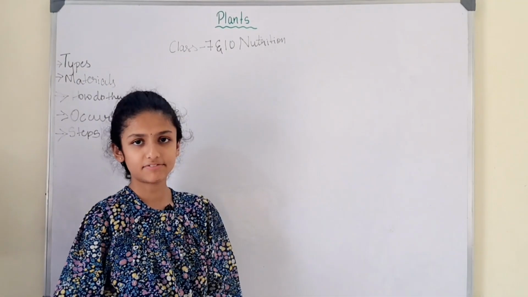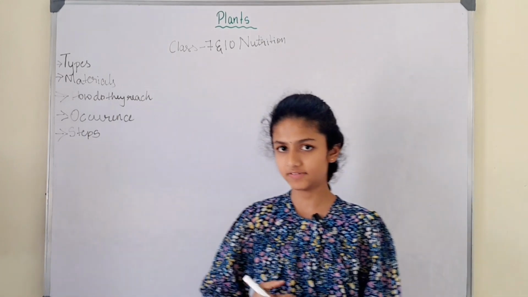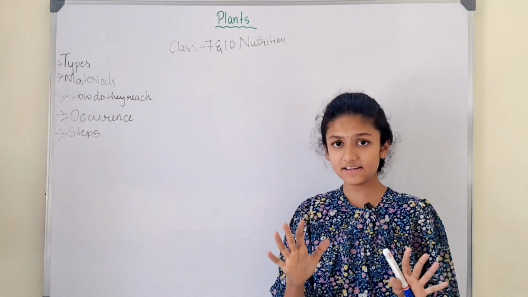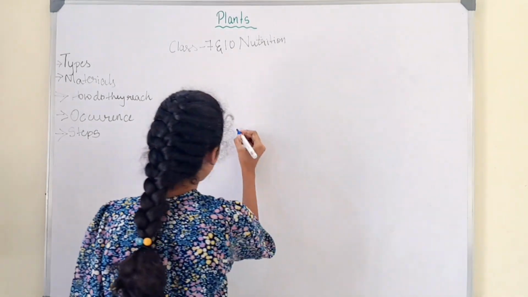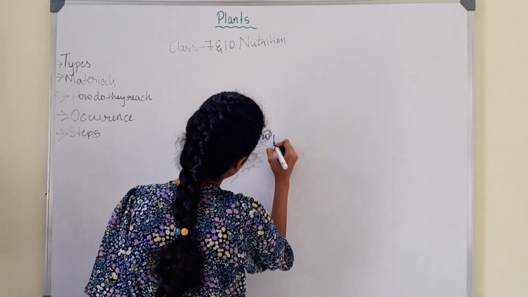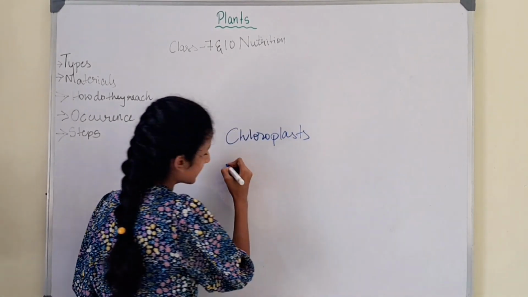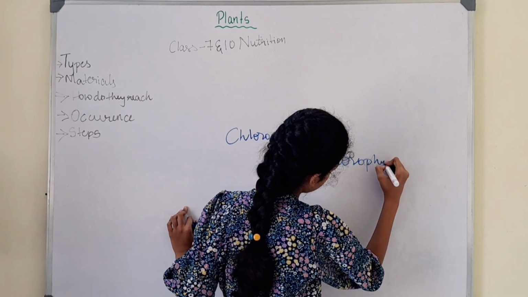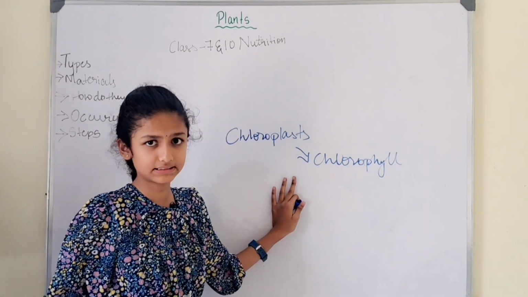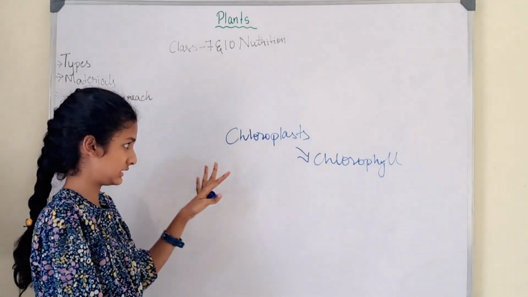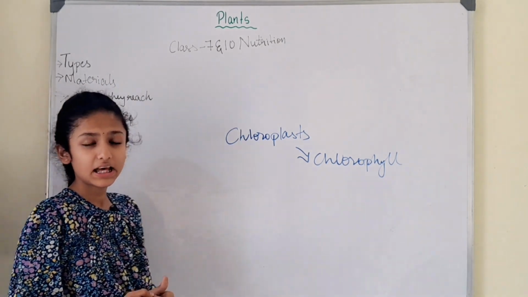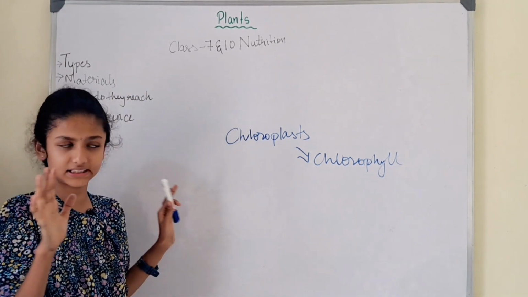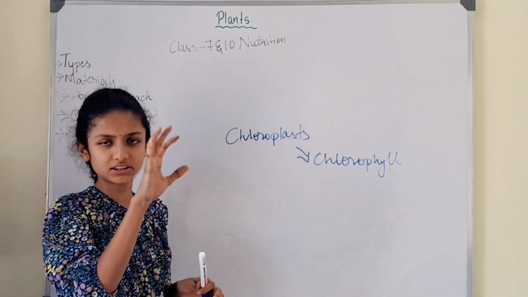Now we have to see where this occurs. In leaves, where stomata are present, chloroplasts will be there. These chloroplasts contain chlorophyll. So in the chloroplast, the whole photosynthesis occurs. They are present in the parenchyma of the leaves and also near stomatal cells.